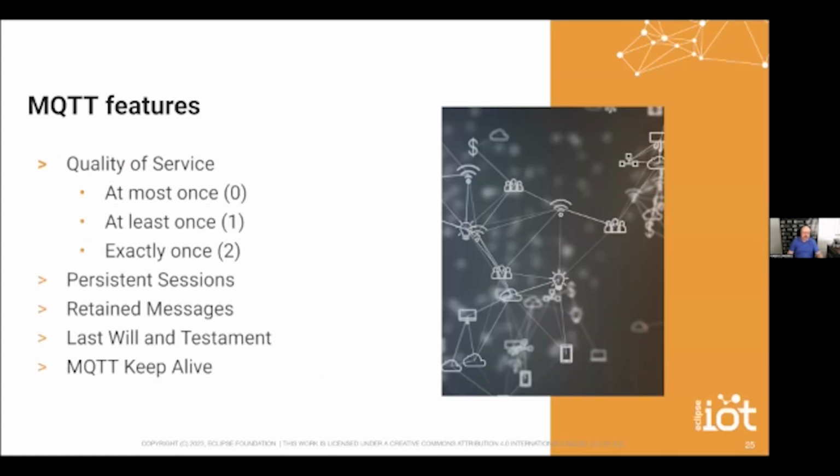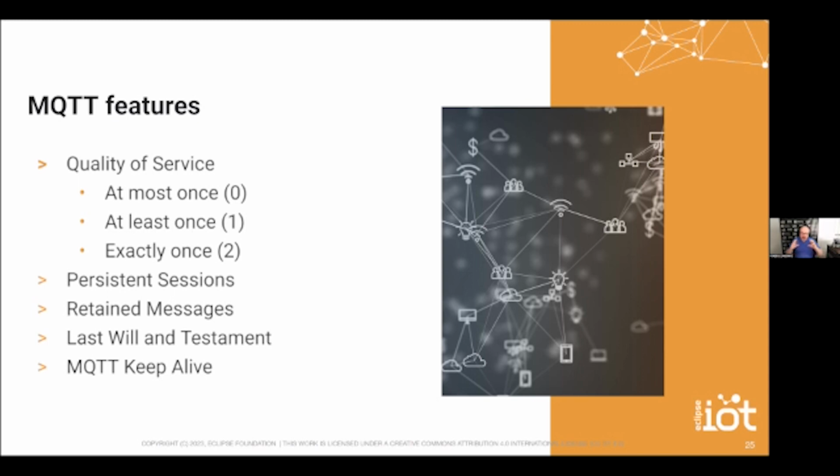So messages can be delivered at most once, at least once, or exactly once, depending on what you need. Of course, the higher quality of service you select, the more resources you will consume on the server side. And MQTT is a brokered protocol, so you need this central broker in order for the clients to publish or subscribe to messages. It's got the principle of persistent sessions and retained messages.